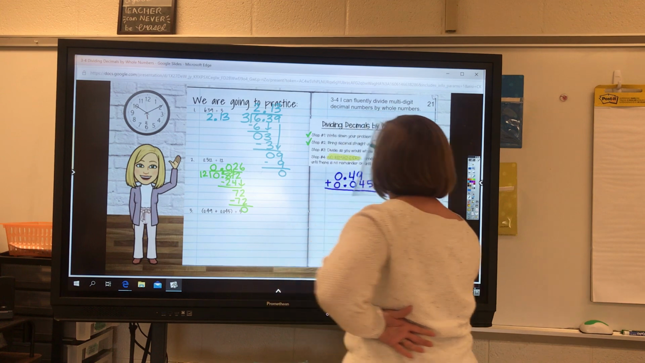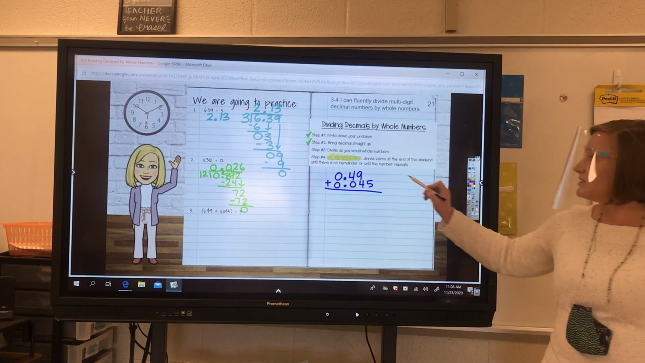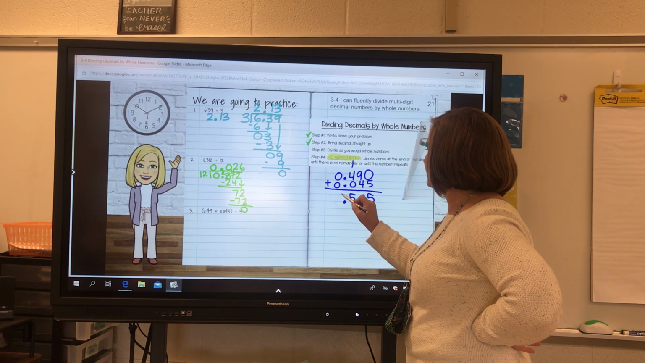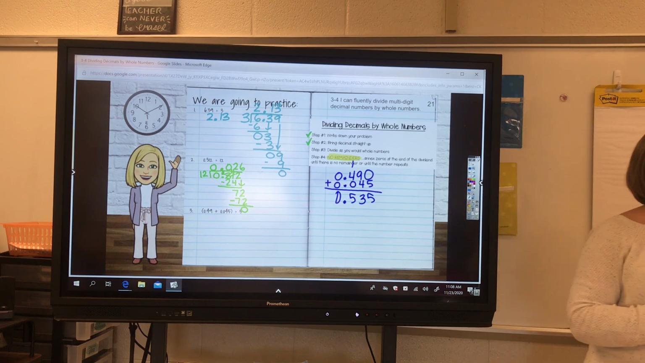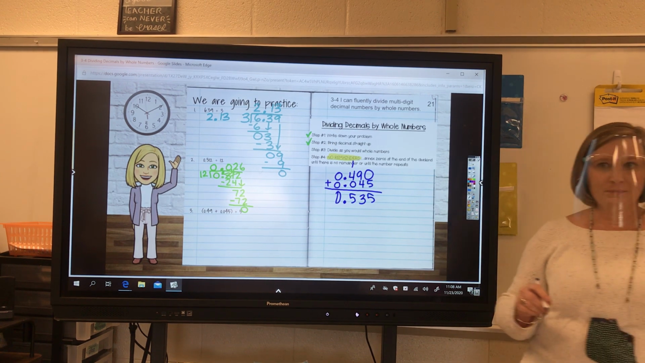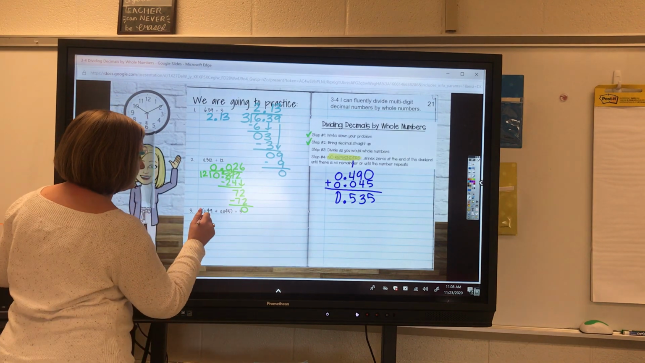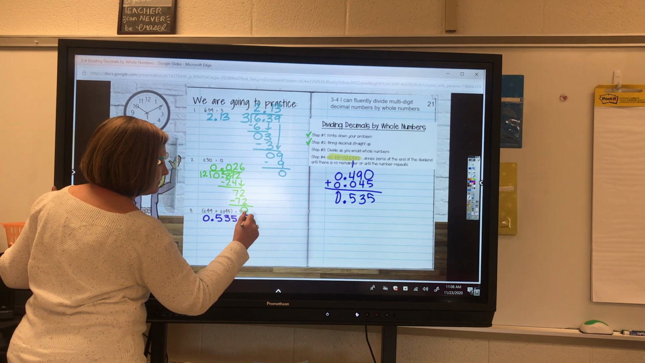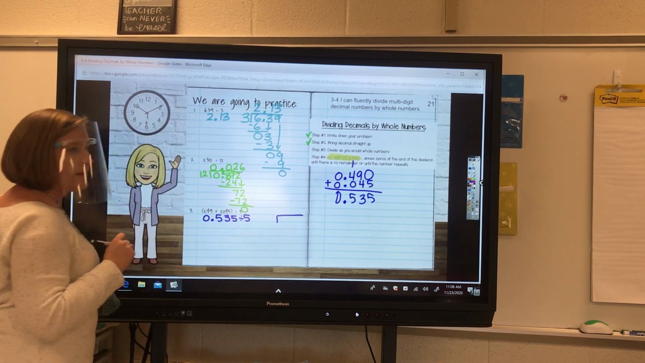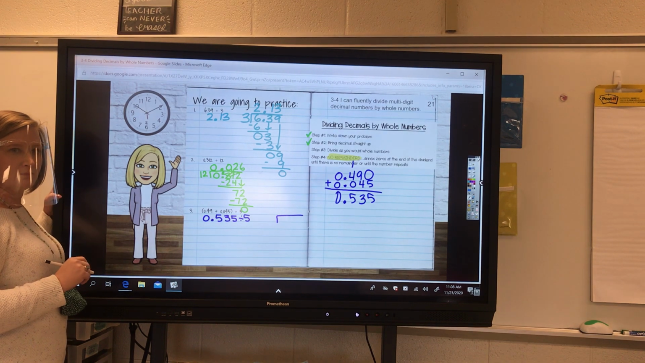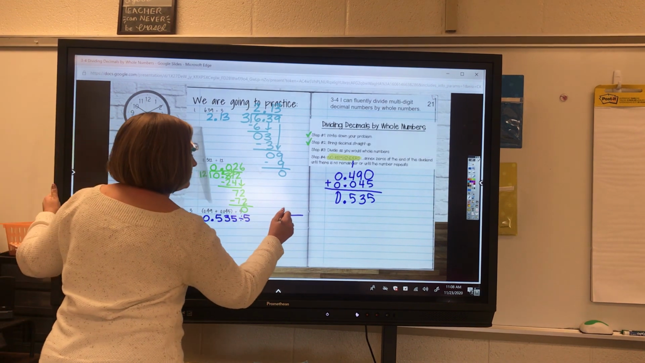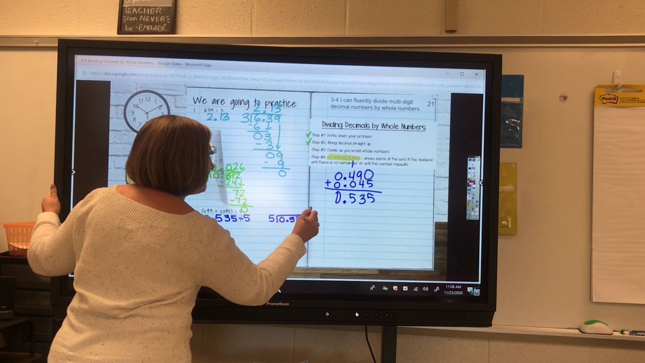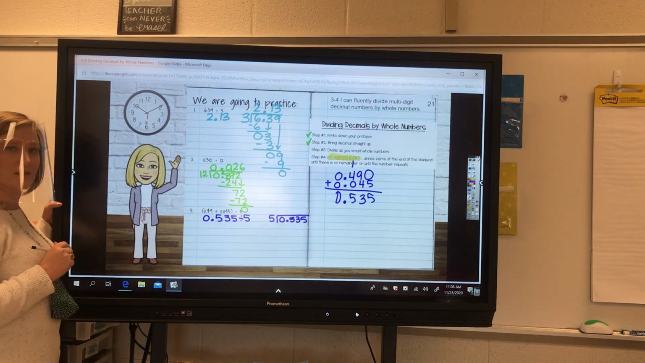Did you have to add any zeros before you started? Yes, you did. How many people got 535 thousandths? So I'm going to write that under here. So what is my dividend? What's going to go inside my box? 0 and 535 thousandths. Yes. And my 5 is my divisor. It goes outside my box.